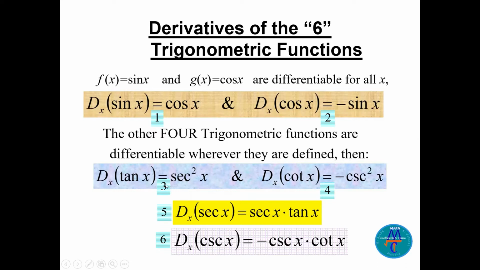Now the other four, I put them here, 3, 4, 5, and 6. The derivative of tan of x is equal to secant squared of x. And the derivative of cotan of x is minus cosecant squared of x. The derivative of secant of x will be secant of x times tan of x. And the derivative of cosecant of x will be minus cosecant of x times cotan of x.